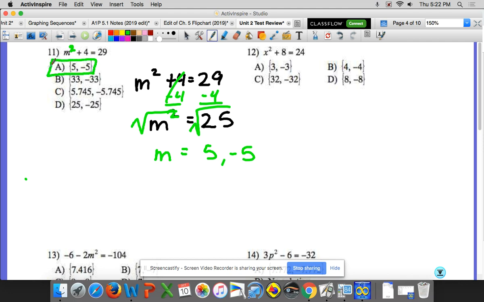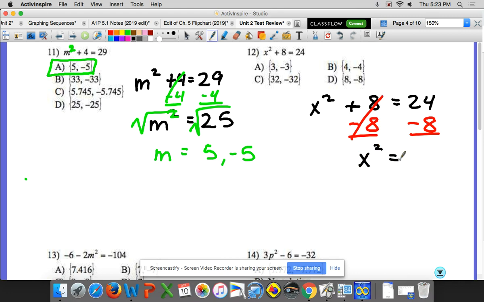So once again, for number 12 here, we have x squared plus 8 equals 24. It is the same. Solve it the same way. We've got to get rid of this plus 8 first, so we subtract 8 from both sides. That cancels that out, so now we get x squared by itself on the left, and we have 24 minus 8, which is going to be 16.